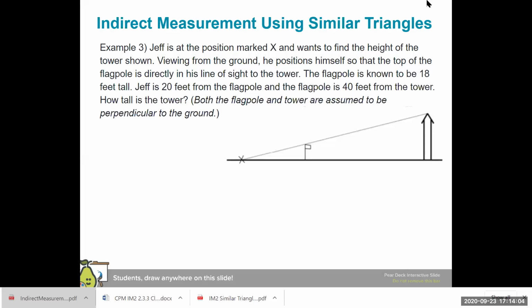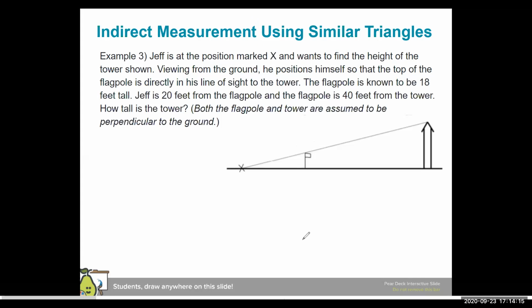Okay, here is indirect measurement using similar triangles, example 3. Jeff is at a position marked X and wants to find the height of the tower shown. So here's Jeff right over here, and he wants the height of the tower. So this is a height we don't know. So I'm just going to call it H right here.